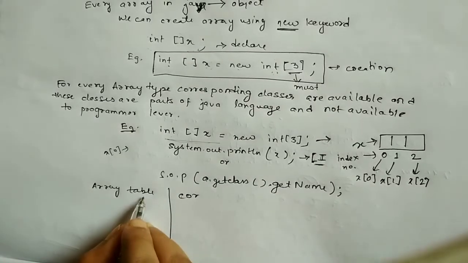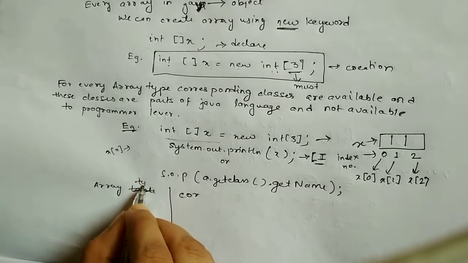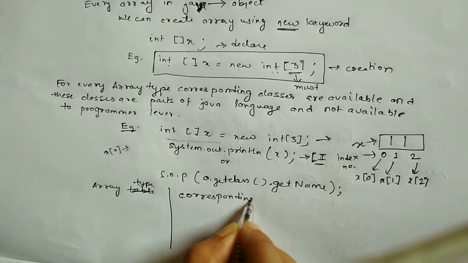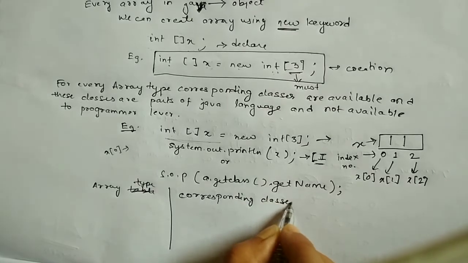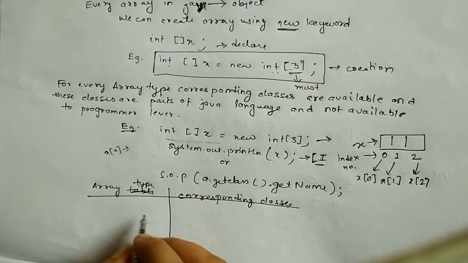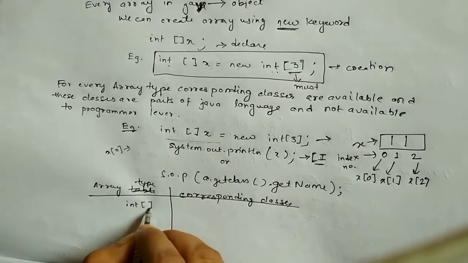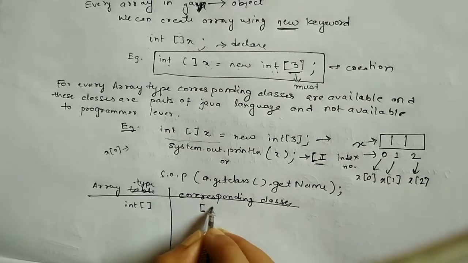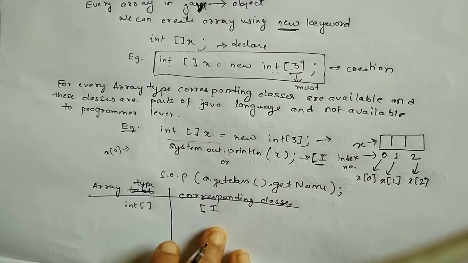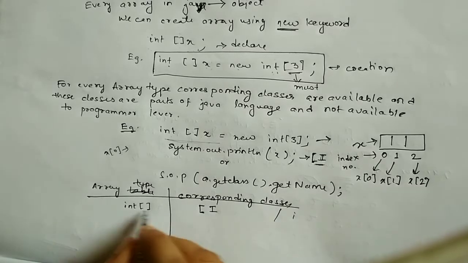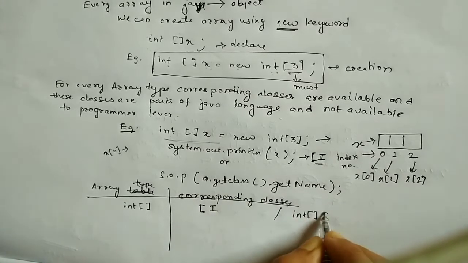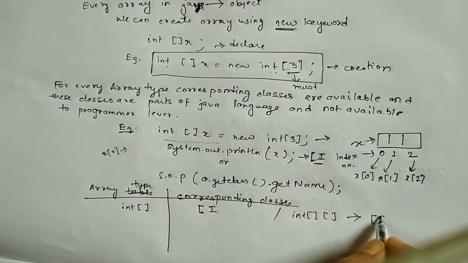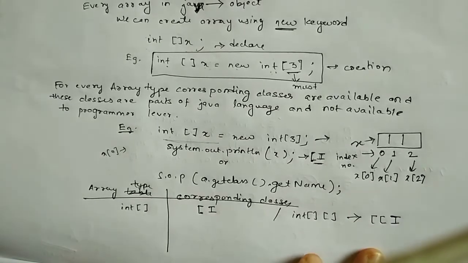So if we write an array type and the corresponding classes, suppose we have an integer array, what is the corresponding class? It is square bracket and capital I. This is single dimensional. If we have a two-dimensional int array, then the corresponding class will be two square brackets and capital I.